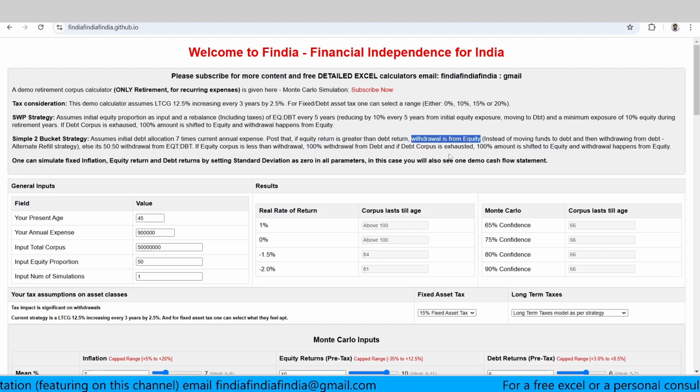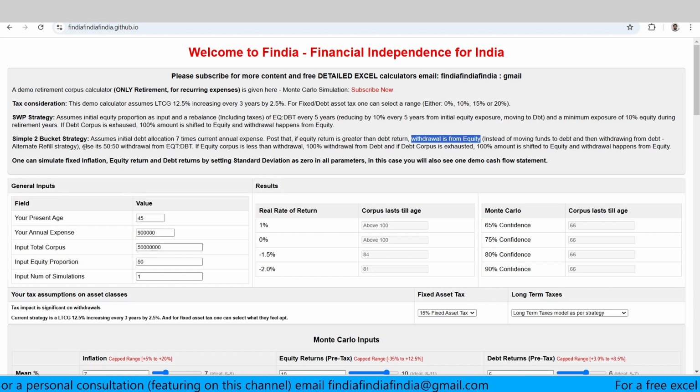Understood? Instead of moving funds to debt and then withdrawing from debt, we withdraw directly from equity. That's our philosophy in the strategy. Simple strategy, an alternate refill strategy. Else, if equity returns are less than debt returns, that means it is negative or zero.